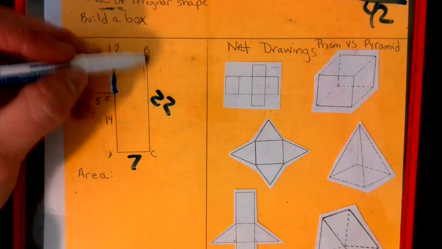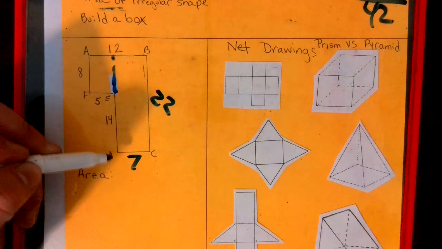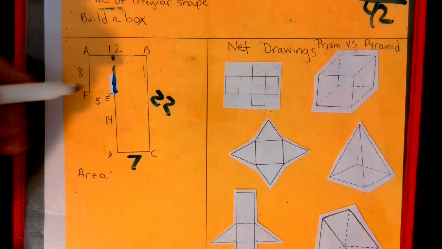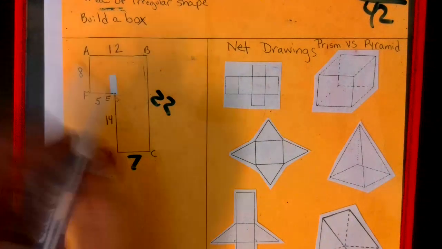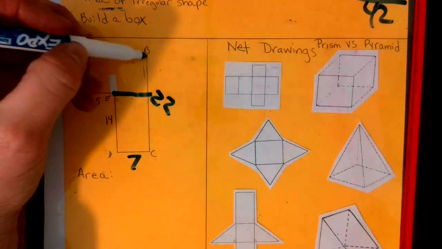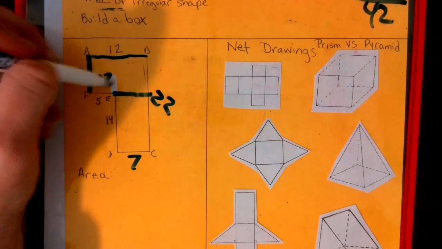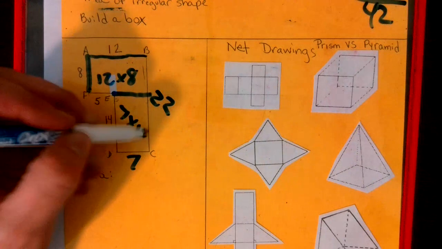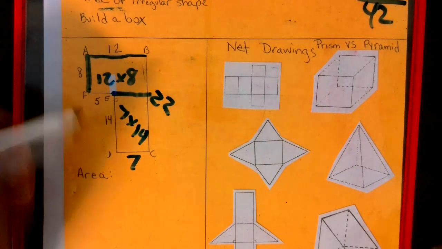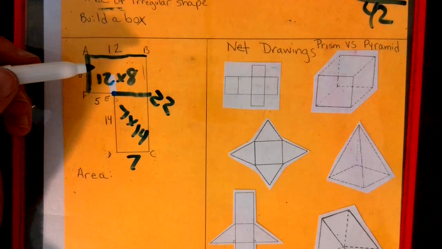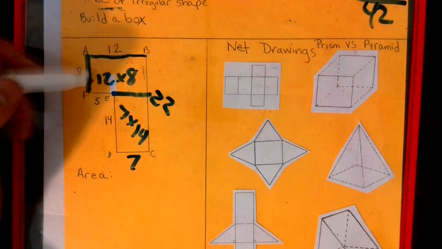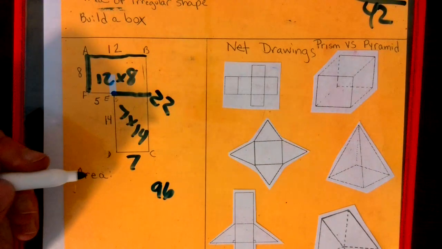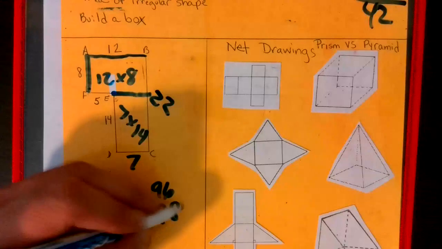Because you are either going to have a 22 by 7 this way and an 8 by 5, okay? Or you cut it this way and you're going to use your 12 by 8 here and your 7 by 14 here. Whichever way you do it, you're going to get the same answer. So if I did it this way, the 12 times the 8, that part would be 96. And if I did the 14 times 7, that would be 98.